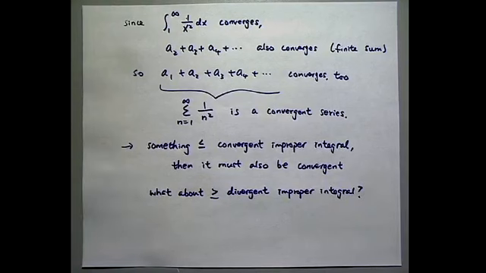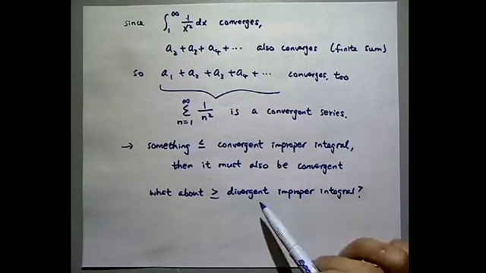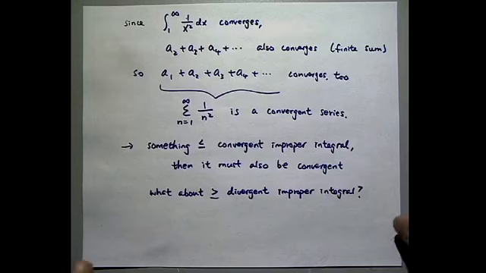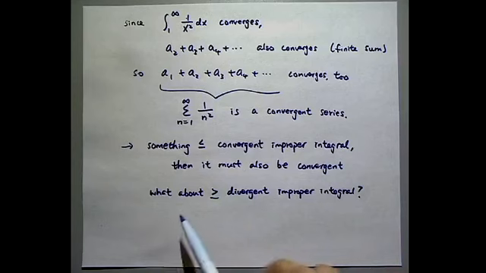What about if I add up a bunch of things and it turns out to be bigger than or equal to a divergent improper integral? What's the conclusion? What does it mean when the improper integral is divergent? What do you get out of that integral? Something that's blowing up. So something bigger than that is also blowing up. Right?